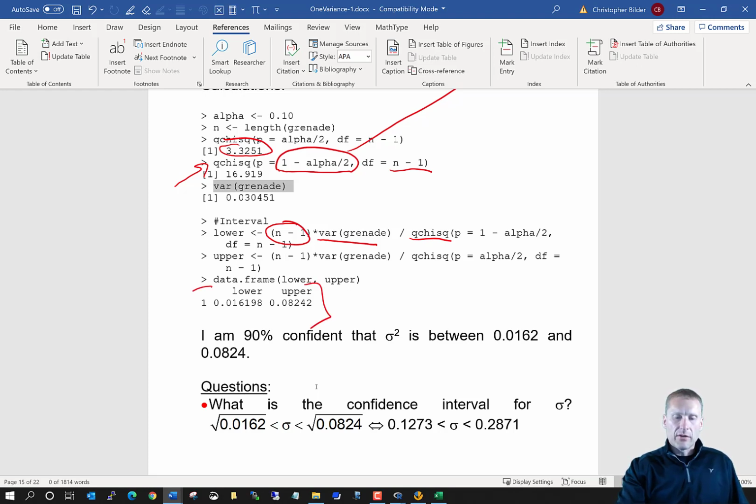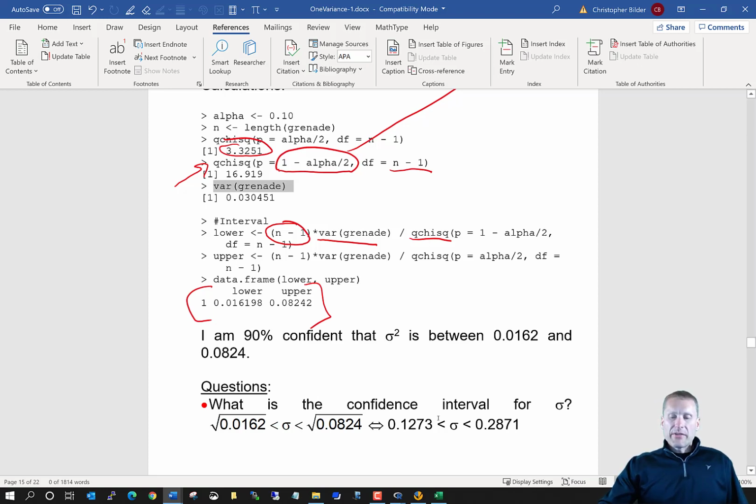And here's the interval, 0.016 to 0.08 seconds squared. So in interpretation, I'm 90% confident that sigma squared is between these two numbers. Or alternatively, you could phrase your interpretation like this, that in 90% of similarly constructed confidence intervals, I would expect sigma squared to be within the corresponding lower bounds.